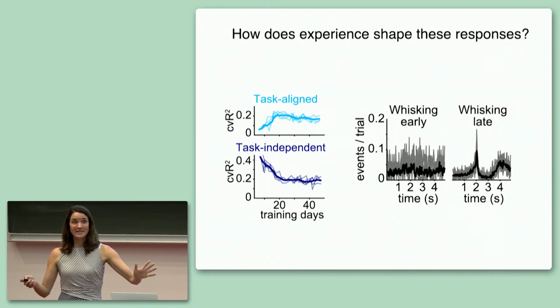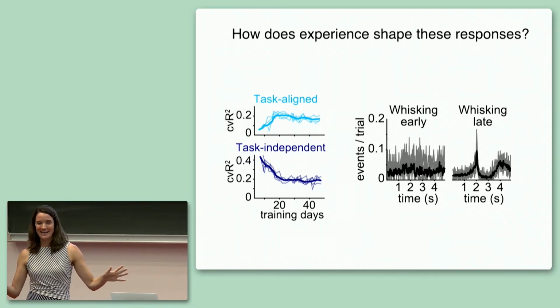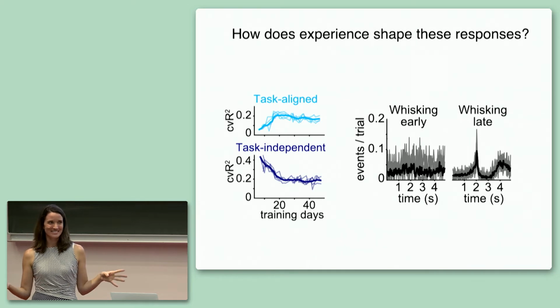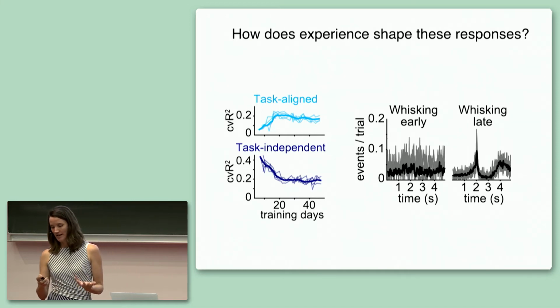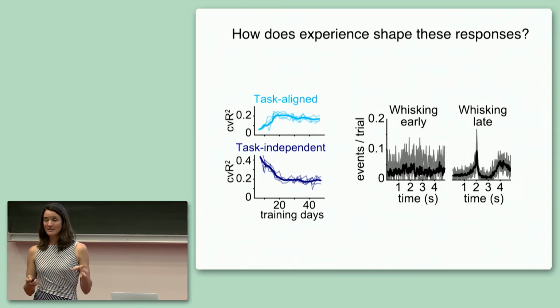So this task has nothing to do with whisking, right? We didn't tell the animal to whisk. It's a visual and auditory task, but for some reason, making those stereotyped movements became part of the task for the animal. And to me, this is reminiscent of a lot of other kinds of human experts who often develop rather extraneous movements as they become experts.